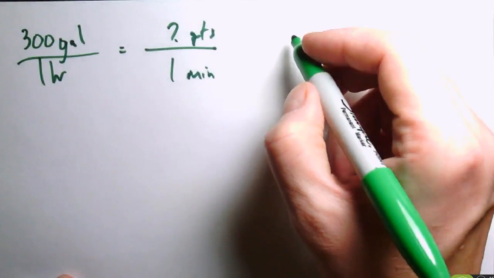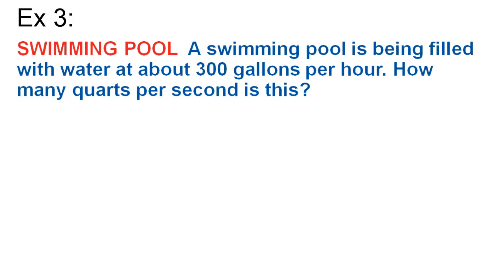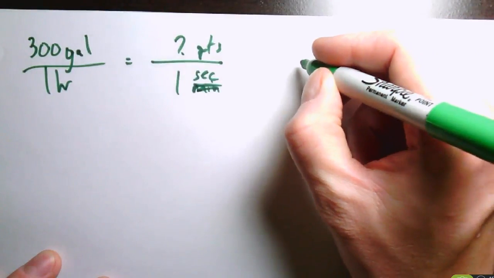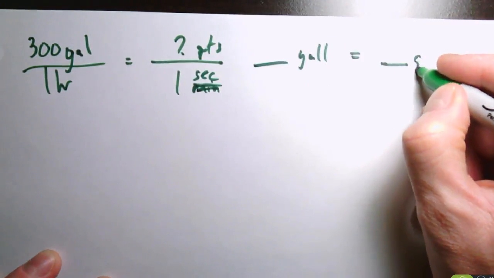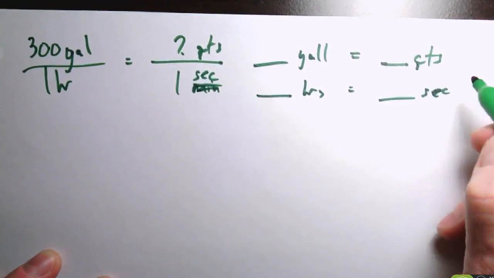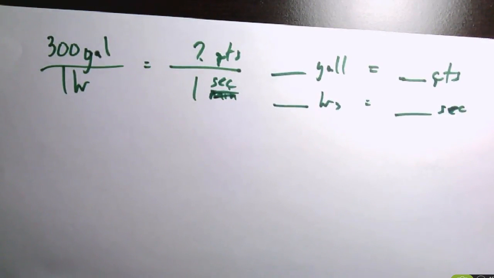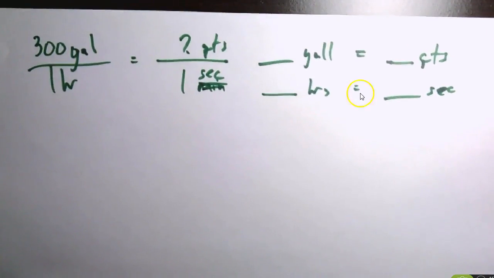We have two things we have to convert. Was it minutes or seconds? I think per second, not minutes. Whoops, I said it wrong. Per seconds. So what we have to ask ourselves is, do we have a conversion between gallons to quarts, and do we have one for hours to seconds? Hopefully you say yes. I want you to go back and look at the table in your book or in the notes I gave you, see if there is something that converts gallons to quarts and hours to seconds, and then fill that in the video.